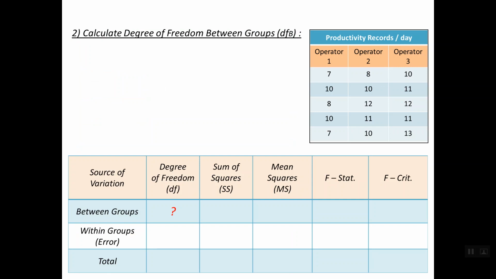First of all, let's calculate the values of the degrees of freedom. First, we need to find the degree of freedom between groups. The formula for degree of freedom between groups is very simple. Degree of freedom between groups is equal to k minus 1. K is simply the number of groups.